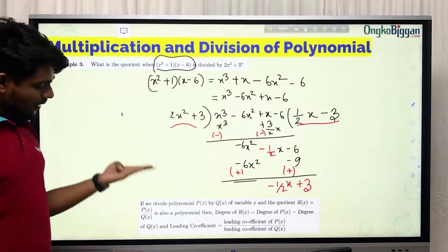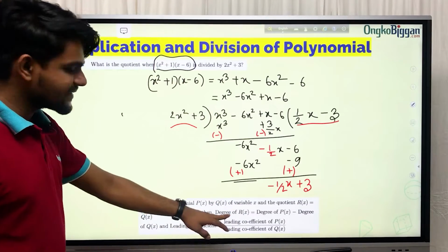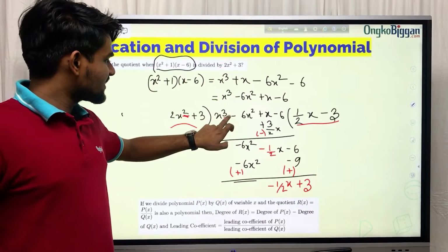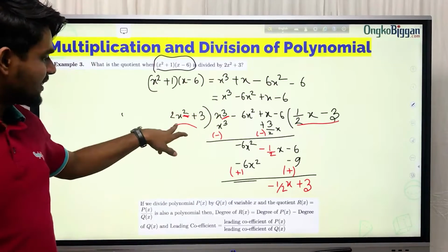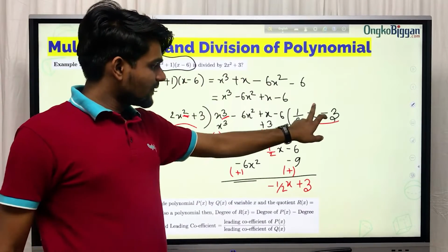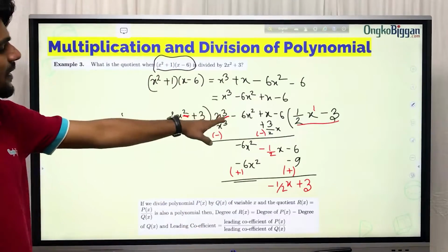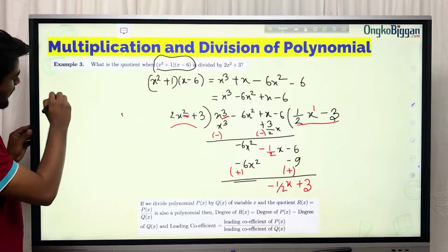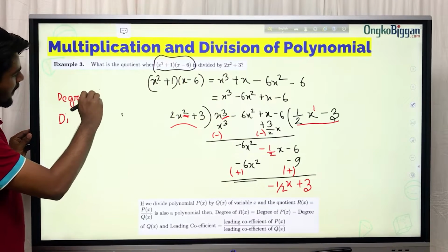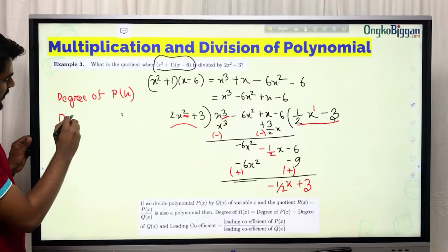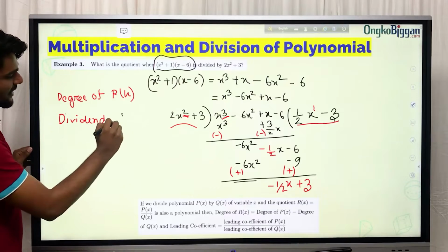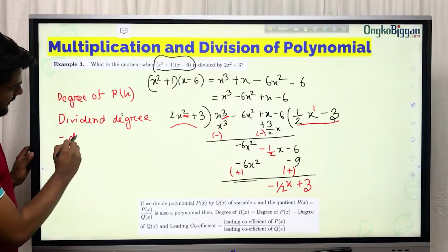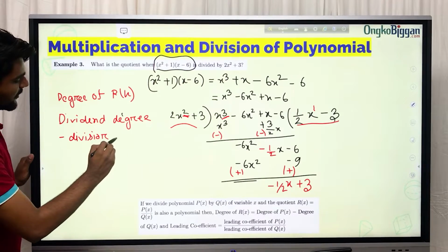Now, the degree of the polynomial R(x) is the resultant. You see, you have 2x square as the degree of the divisor and x cube as the degree of the dividend. The degree of the divisor is 2, and here we have x to the power of 1. See, 3 minus 2 is equal to 1. That means the degree of R(x) is equal to the dividend degree minus the divisor degree.